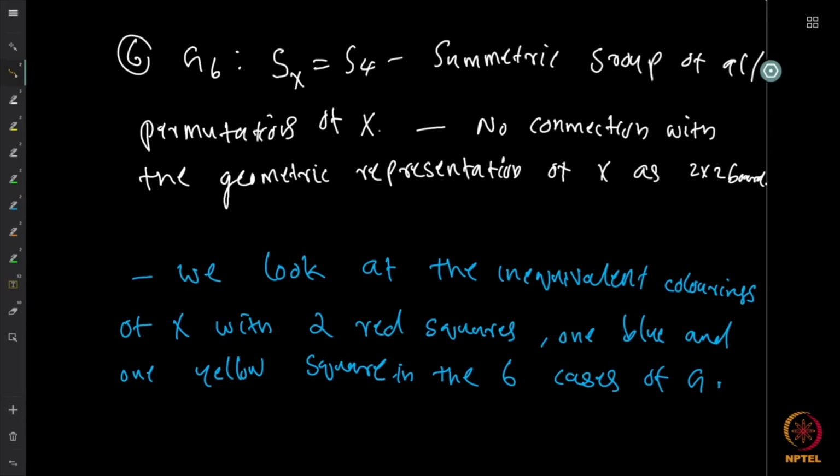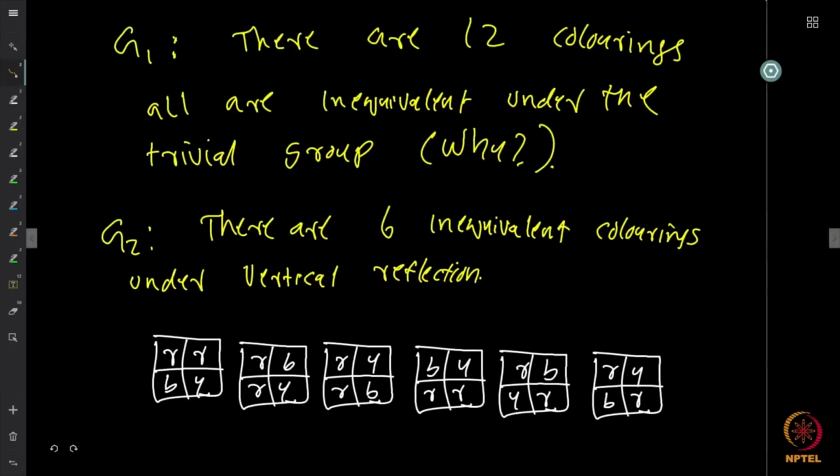So you have the multi-set. This is the first thing that we learned in our course. Therefore, we have 12 colorings, and all are inequivalent under the trivial group, because it is the identity group. We are not allowing any changes to be made. So once you fix the 12 different colorings, they are all inequivalent. They are all different.